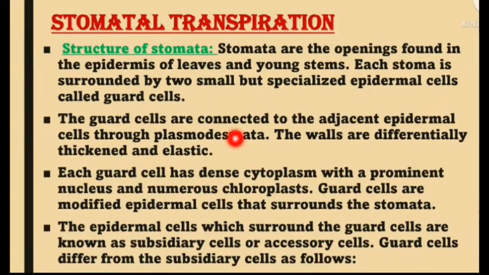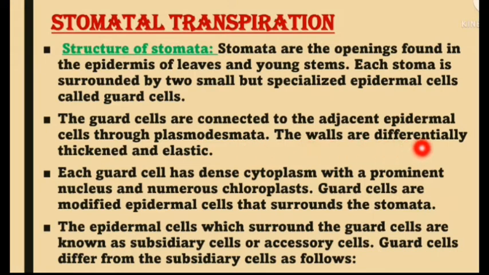Next is stomatal transpiration. Structure of stomata. Stomata are the openings found in the epidermis of leaves and young stems. Each stoma is surrounded by two small but specialized epidermal cells called guard cells. The guard cells are connected to the adjacent epidermal cells through plasmodesmata.